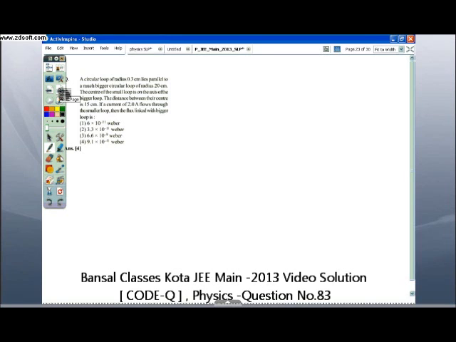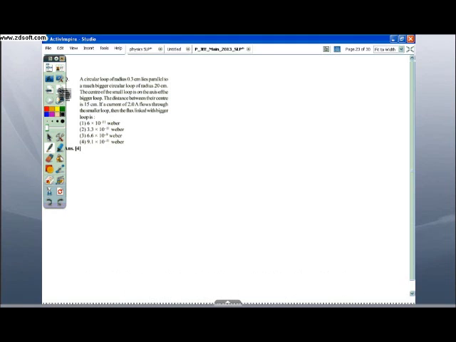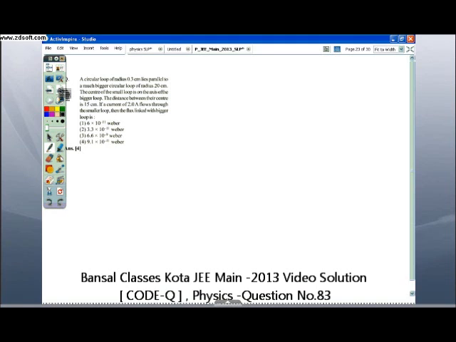The question number 83 of code Q: a circular loop of radius 0.3 cm lies parallel to a much bigger circular loop of radius 20 cm. The center of the small loop is on the axis of the bigger loop. The distance between the centers is 15 centimeter. If a current of 2 ampere flows through the smaller loop, then the flux linked with the bigger loop is what? So to understand this question, we have to first of all find out the mutual inductance of both the loops.